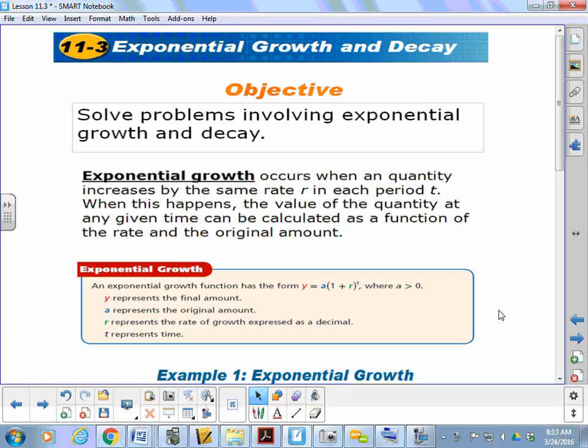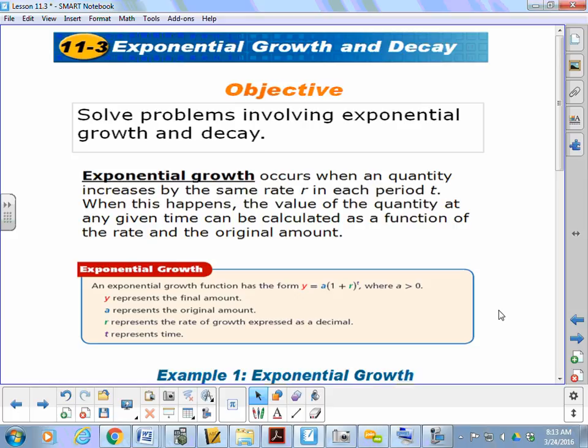Exponential growth happens when? Anybody ever experienced exponential growth in your life? How many of you have a savings account? Probably most of you, right? If you have a savings account, you experience exponential growth. It's not much, but it's still exponential growth.